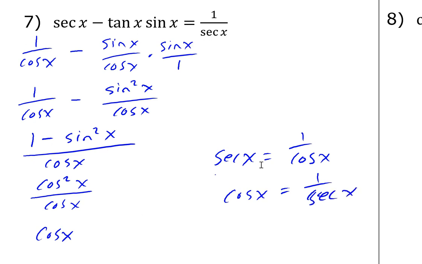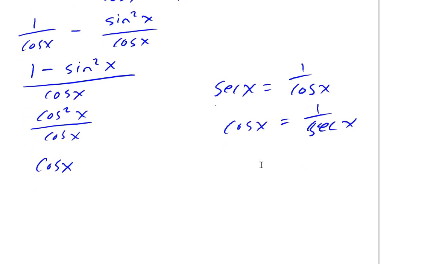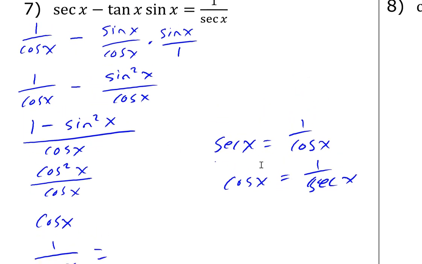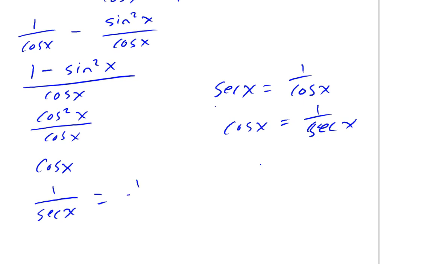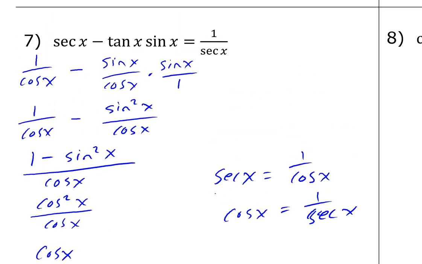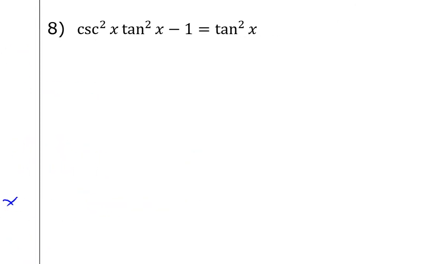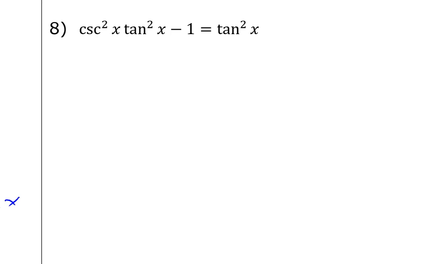So that's what's happening right here. We have cosine, but cosine is the reciprocal of secant. So cosine is equal to 1 over secant, and that's exactly what we were trying to prove. So 1 over secant equals 1 over secant, and we're done. We've done it. Alright, let's take a look at problem number 8.